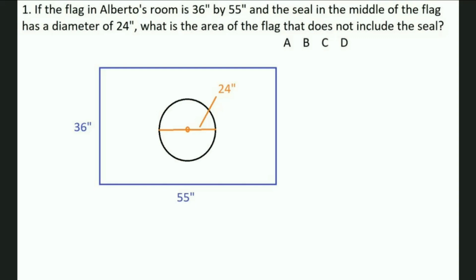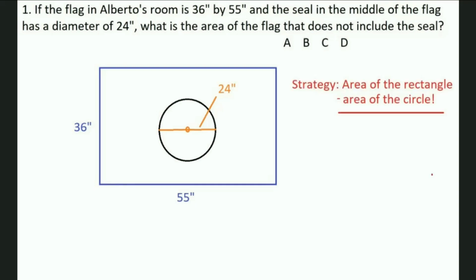So, if we're looking at this, our strategy here is to subtract. We're taking the area of that big blue rectangle on the outside and subtracting the area of the circle. This is actually the way the Virginia state flag is set up. And if you look at the problem in the book, this is actually a representation of what's really there. So, again, our strategy is to take the area of the rectangle and subtract the area of the circle, and you end up with the area of the flag without the seal.